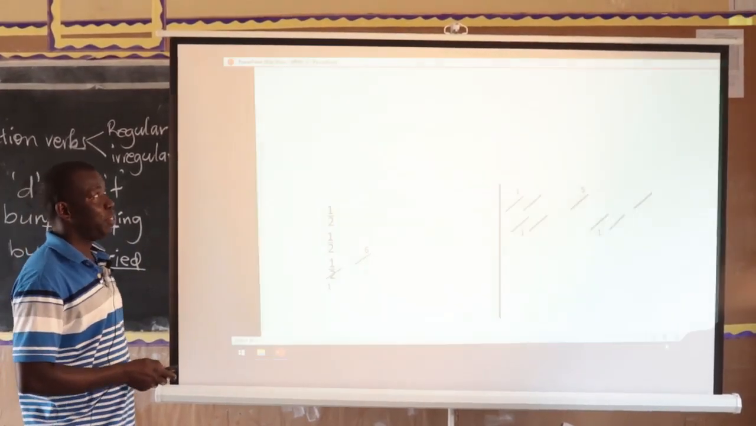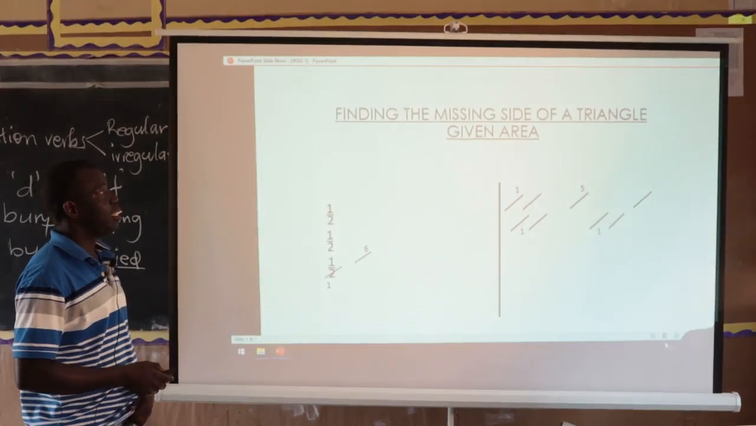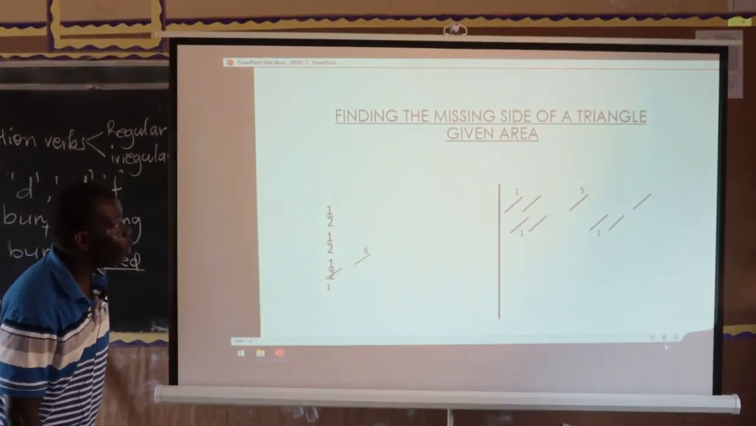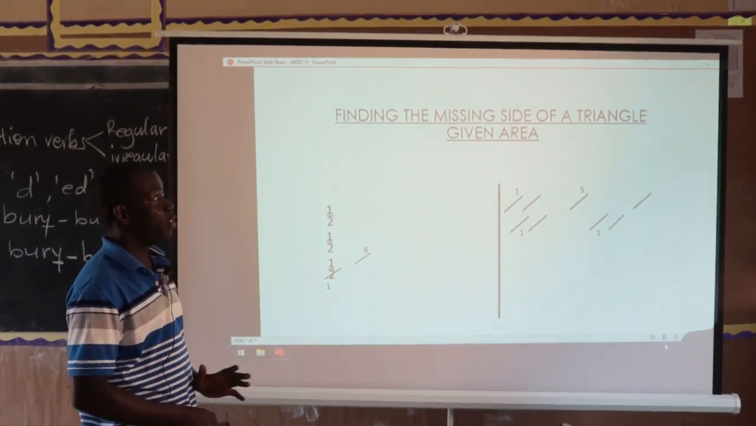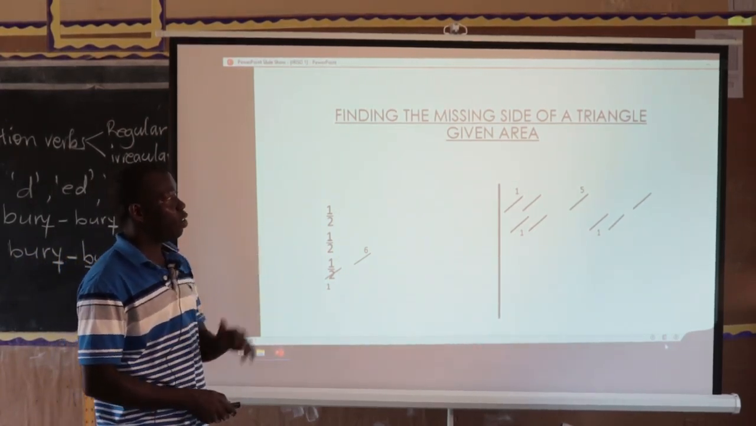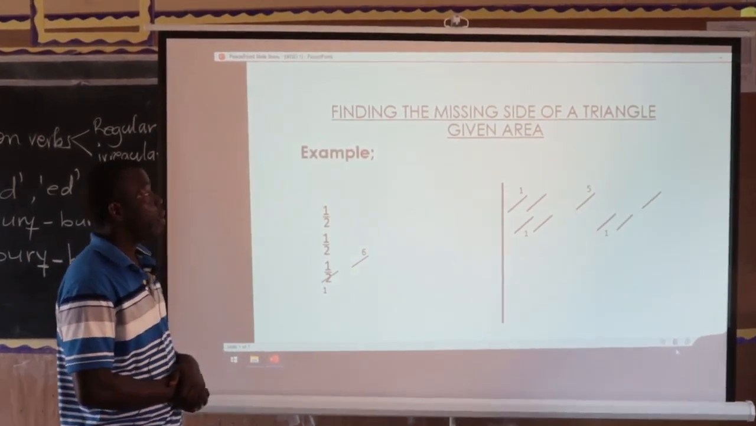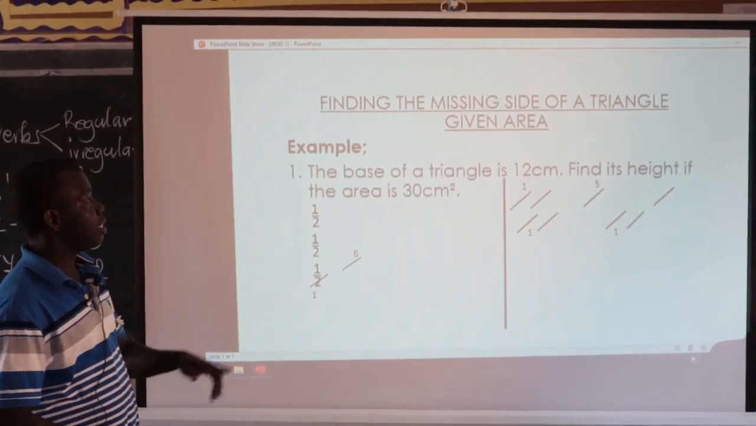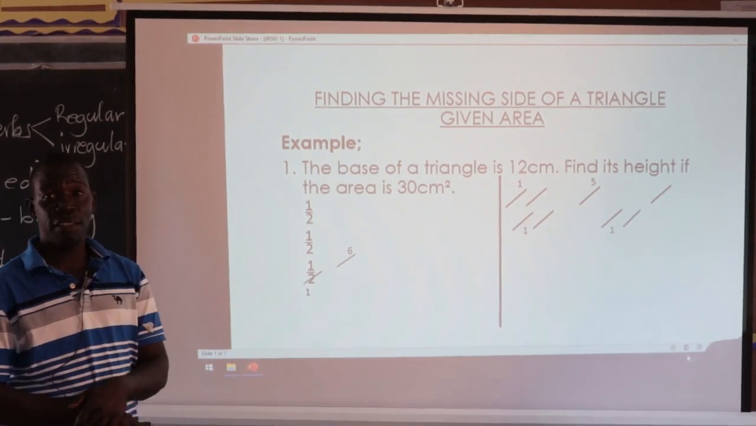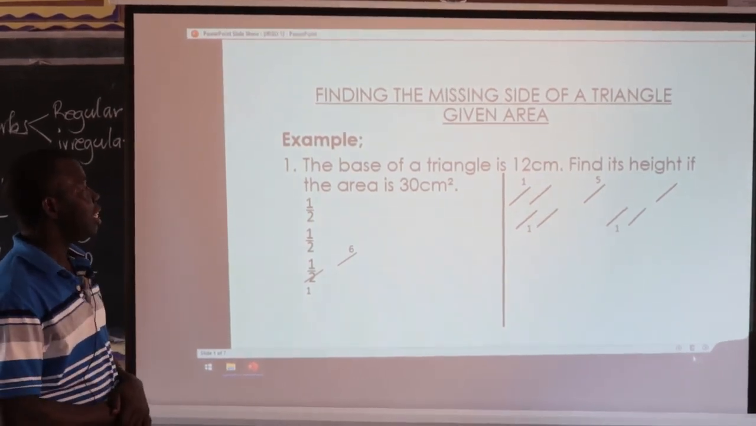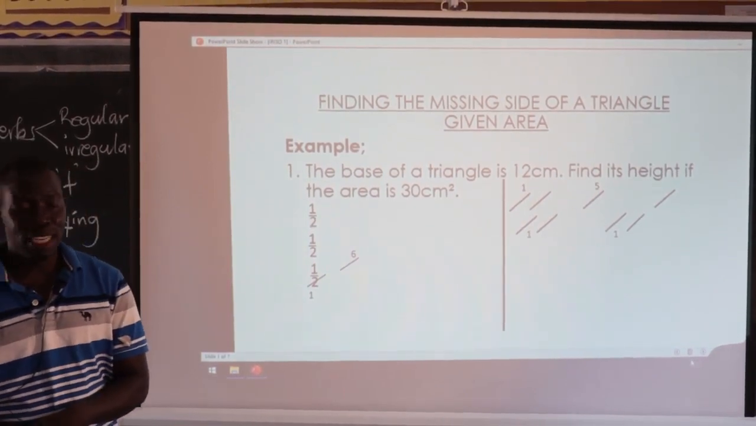Our lesson of today is finding the missing side of a triangle given area. That is what we are going to do. Let's look at the first example. Our first example is: the base of a triangle is 12 centimeters. Find its height if the area is 30 square centimeters.